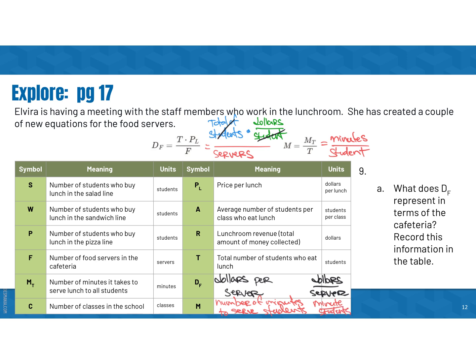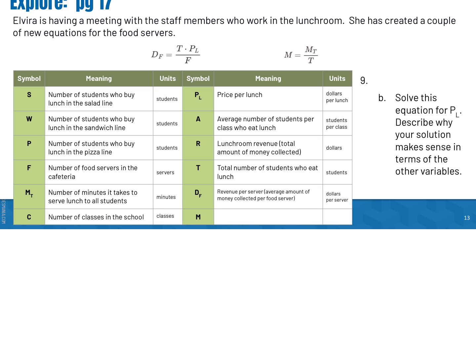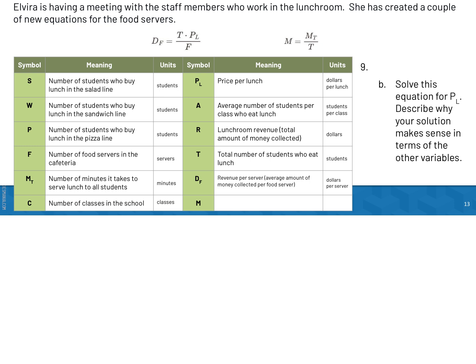Cool. Notice how with all these different variables we're able to figure out what's going on, and it goes along with what Elvira is trying to do as a cafeteria manager. All right, number 9 says we're going to take the equation and solve it for P of L. Let's rewrite it and talk about it. Go ahead and solve for P of L, get that one by itself, and then come back to me.